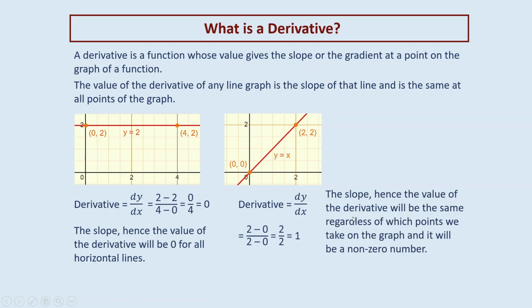And this will be the same regardless of which 2 points we take on the graph. It doesn't matter, the value of the slope will be the same. And it will be a non-zero number. It may be positive, it may be negative, but it will be a non-zero number.